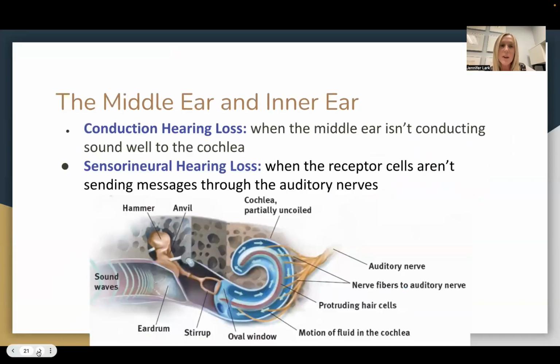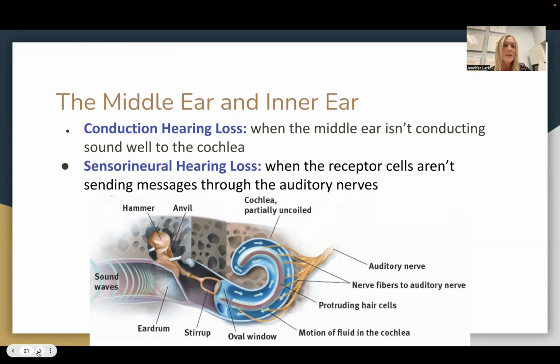Okay, last thing we're going to look at together is hearing loss. We're going to talk about the difference between conduction hearing loss and sensory neural hearing loss. Conduction loss is when the middle ear isn't conducting sound well to the cochlea. There's an issue with those bones in the ear, and the transduction process is being hindered in that space. And so the necessary information isn't making it to the brain, so the brain can't perceive sound. The sound is entering the ear, but it's not making it to the brain because of the issue with those bones.